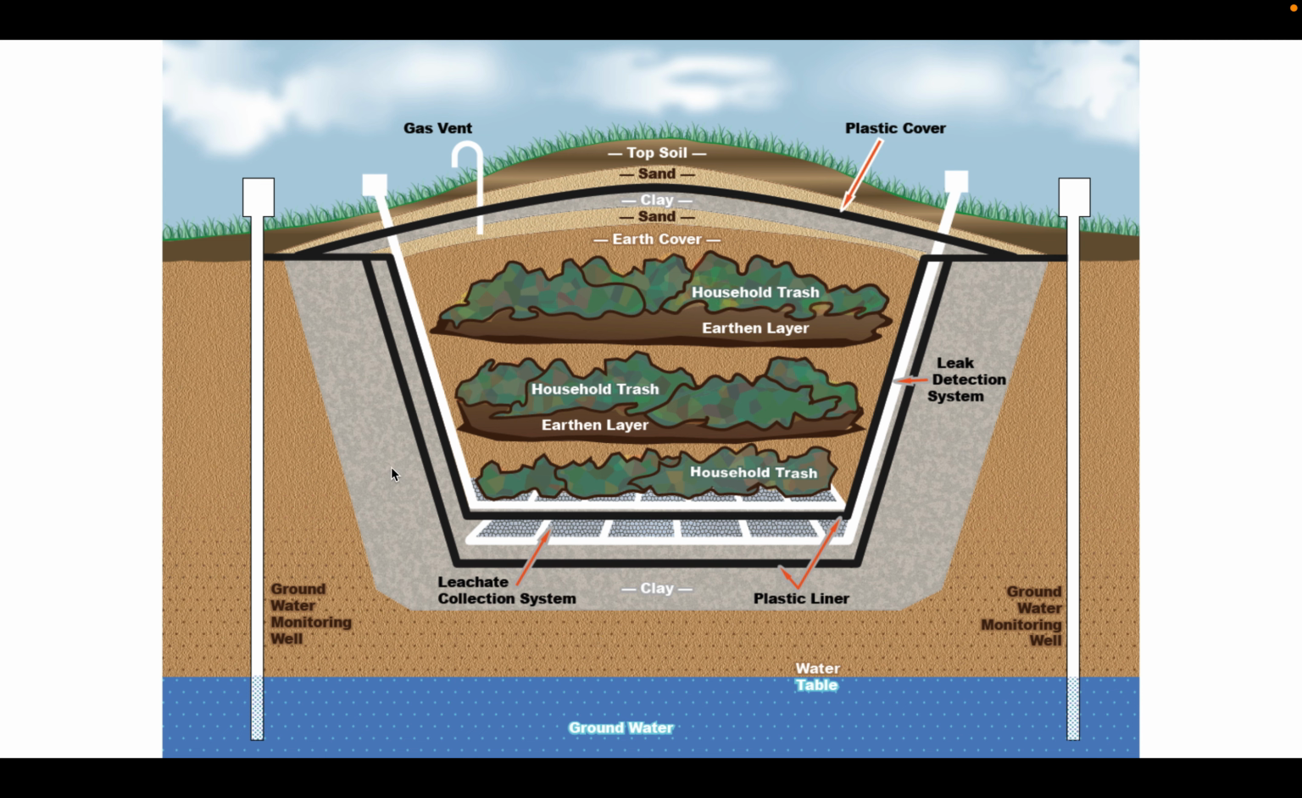You can see that the barrier is clay, and it's because clay is very impermeable to a lot of things. And then you put your trash in. Notice it also has vents for decomposition gases to escape. But trash, earth layer, trash, earth layer, trash, earth layer, and so on and so forth. And then once you get to the top, it's sand, clay. So now you've capped it off. Sand and some topsoil. And now you can use this top area for a park or for a sports field or whatever.